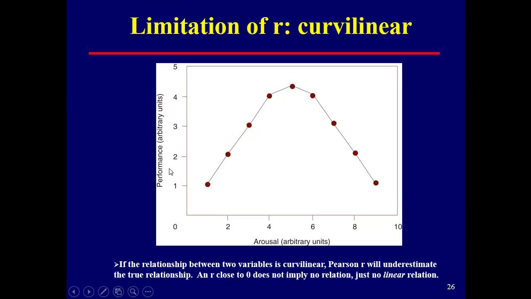Is there a relationship between arousal and performance? Absolutely. But that relationship is curvilinear. So when we do the Pearson R, there is no linear relationship between these variables. The R is going to be very close to 0. So please make sure you see that and that you understand the second limitation here of the Pearson R. And that is when you have a curvilinear relationship, your Pearson R is going to be very low. But there could be a relationship. It is just curvilinear and not linear.